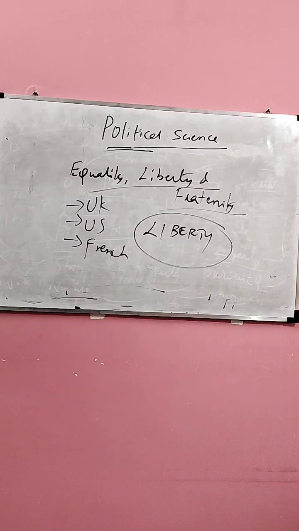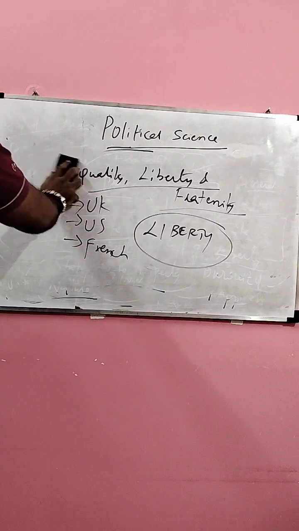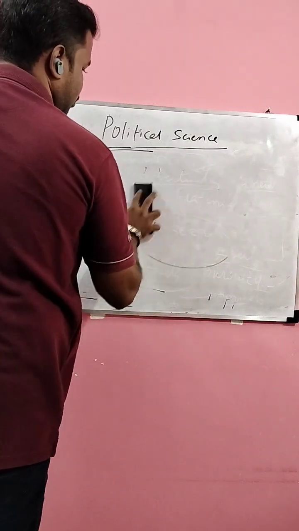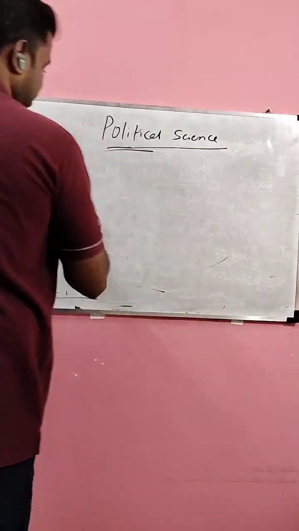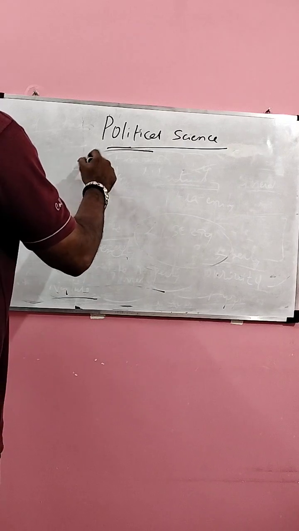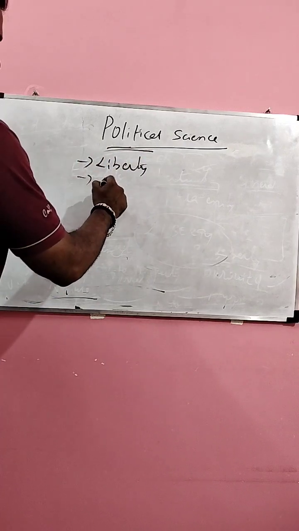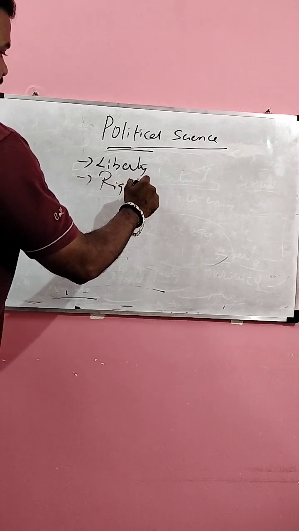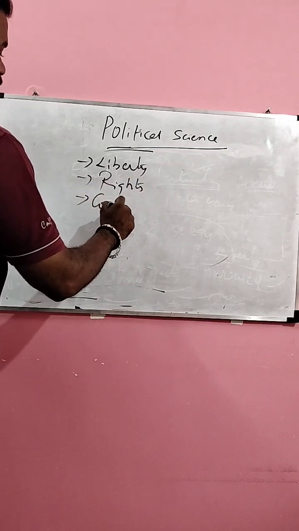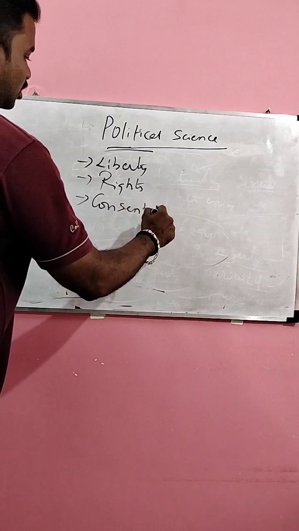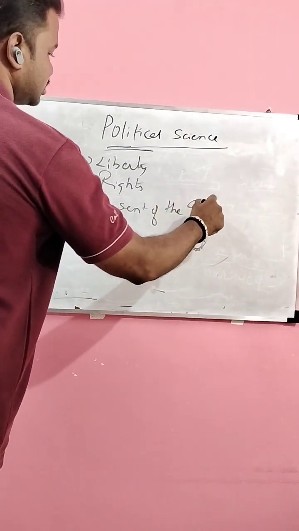Liberalism supports these values under the philosophy and the ideology. Liberalism first supports the basic principle of liberty. After all, liberalism itself is based on liberty. It also supports rights. Thirdly, it supports consent of the governed. Note it down, this is very important.